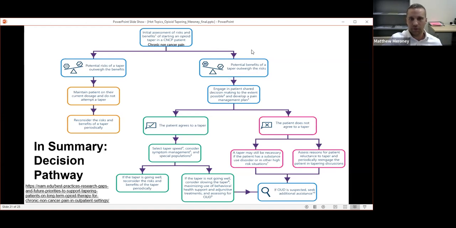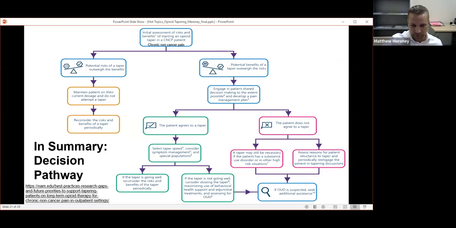Over here, if you do think that the benefits of a taper outweigh the risks, then they may be agreeable, and at that point, it's pretty simple. You're going to start thinking about speed and going down that route. But even if the patient is not agreeable, you may decide that because of their misuse or diversion or other concerns, you're still going to go down that direction. And you're really going to have to establish that conversation, use your relationship with them, and maybe just plant the seed over a period of time. Maybe you're just pointing out your concerns, and you're going to bring it up next time.